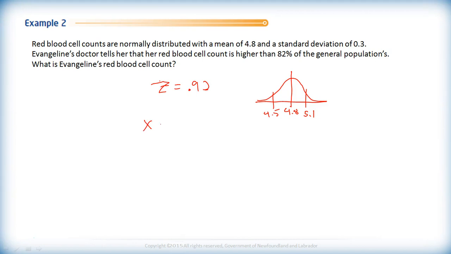And we want to find out what X is. Remember, X is going to be mu plus Z times sigma. So our average here was 4.8 plus Z, which is 0.92, times our standard deviation of 0.3. So we're going to find out what her red blood cell count is here. These are always numbers they tell you when you get blood work done that never really make any sense to me, but we can do the math and report the scores anyway. So that gives us 5.076, so we can call that about 5.08. So her red blood cell count is about 5.08, whatever that means.